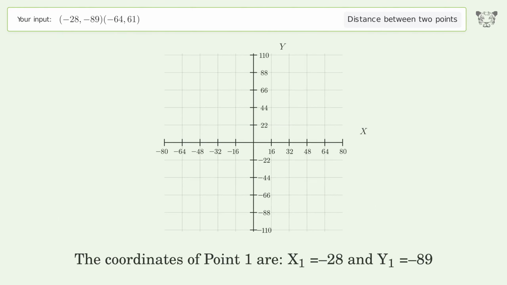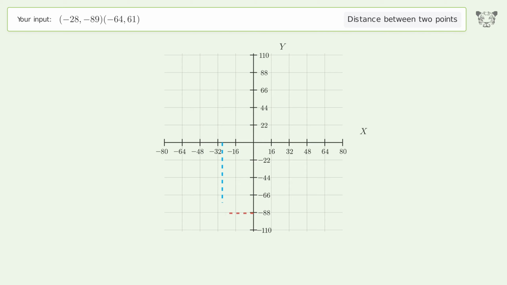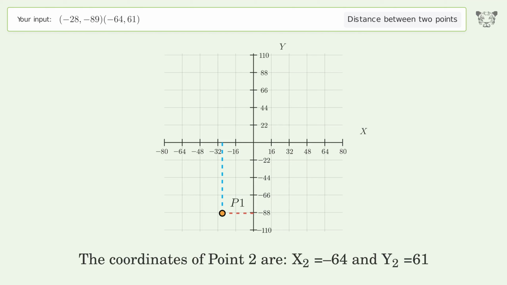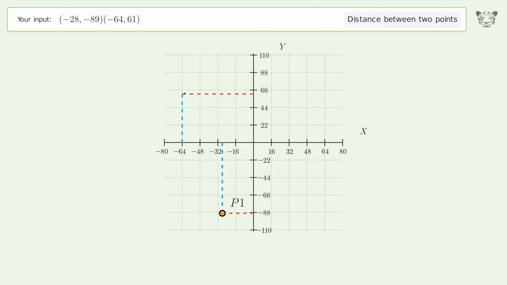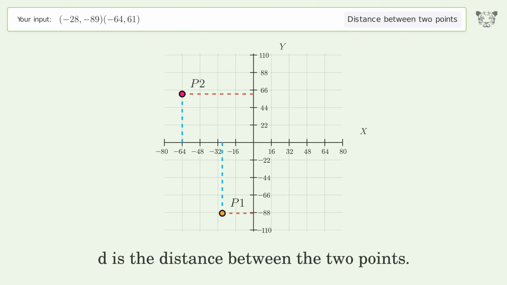The coordinates of point 1 are, x1 equals -28 and y1 equals -89. The coordinates of point 2 are, x2 equals -64 and y2 equals 61. D is the distance between the 2 points.